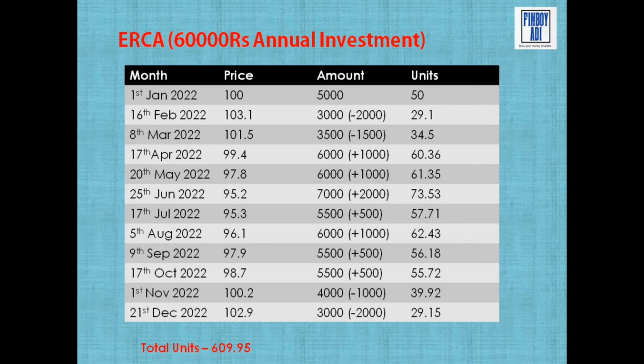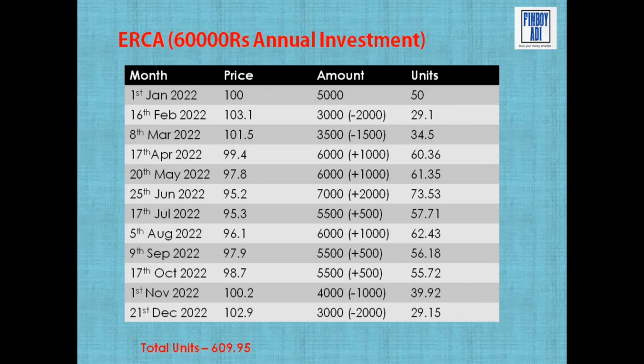So my units at the end of the year will be 609.695. In your normal SIP you get 603, here you are getting around 610. So let's consider you are getting 7 units more. Let's consider this year this mutual fund's average price is 100, so you are getting 700 more. What does it mean? You are getting 1% extra if you do ERCA. This is a small example with a small amount, like 60,000. If you consider a larger amount, then your percentage of return will grow more.